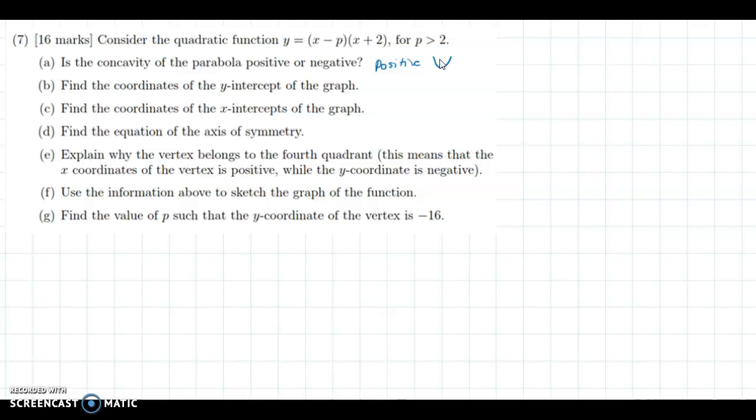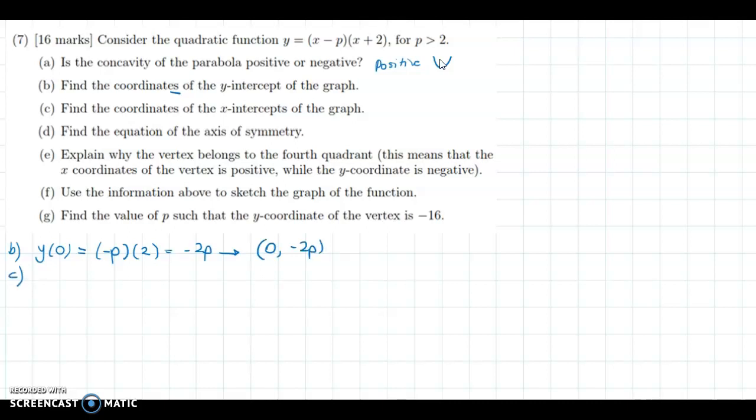Then we want to find the coordinates of the y-intercept of the graph. So we want to know what is the value that the function takes when x is 0. So we are substituting the value of x by 0. So we are going to have minus p multiplying 2. So that's minus 2p. So the coordinates of the point where the y-intercept of the graph happens are (0, minus 2p).